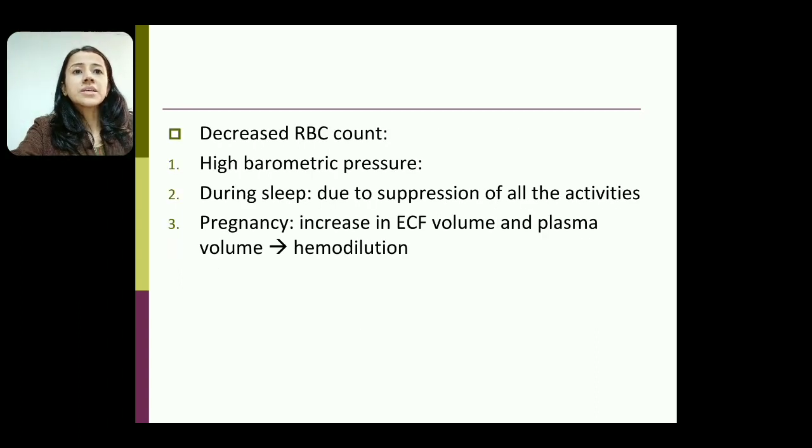Physiological causes for decrease in the RBC count. As high altitude hypoxia increases RBC, high barometric pressure results in decrease in the RBC count. During sleep, all the metabolic activities are suppressed, and therefore RBC production is also reduced. During pregnancy, because of increase in the extracellular fluid as well as plasma volume, comparatively red blood cell count is less, and that results in hemodilution, which is known as physiological anemia of pregnancy.